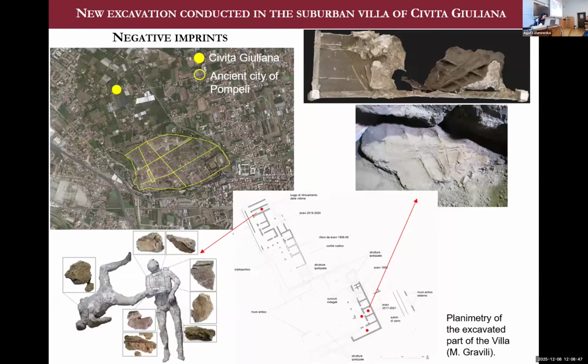But moving forward, on the slide you can see the Civita Giuliana site, that is right outside the ancient city of Pompeii, a few kilometers northwest of Pompeii, that provides new evidence of fabric imprints and textile fragments that testify the extensive use not only of garments, but also for utilitarian and tactical purposes.